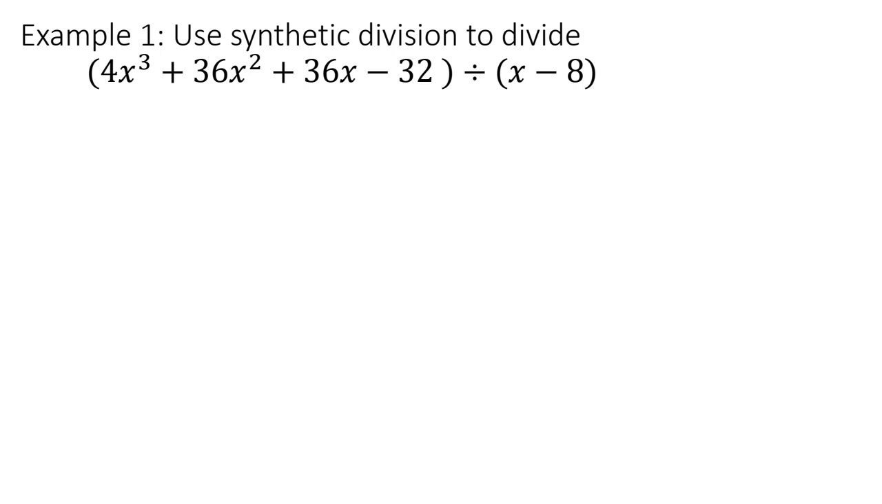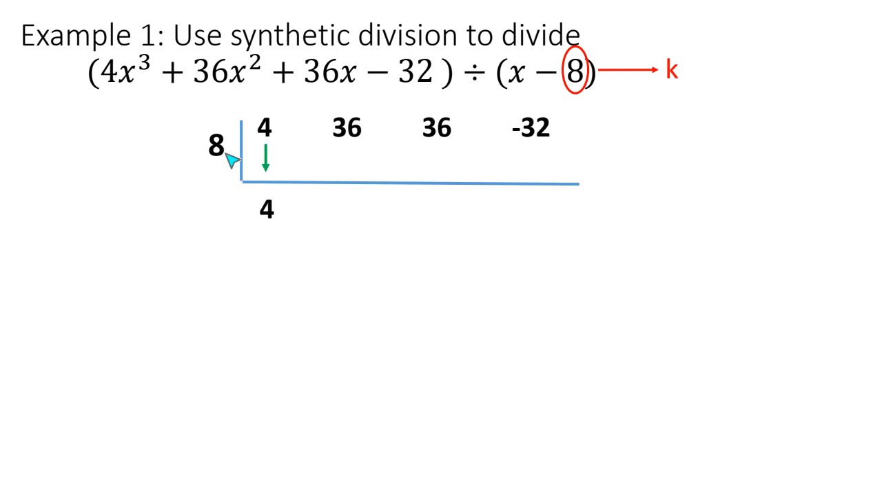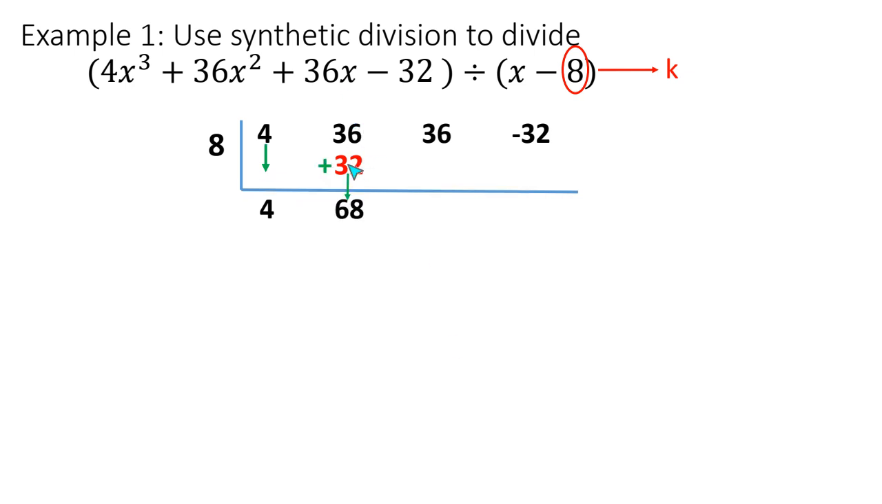So here we have another one. So first we identify k. K is 8. And now we're going to get the coefficients. So the coefficients would be 4, 36, 36, and negative 32. We bring down the 4. Then we multiply 8 times 4 is 32. Now we're going to add 36 plus 32, 68. We repeat the process. 8 times 68, 544, plus 36, 580.